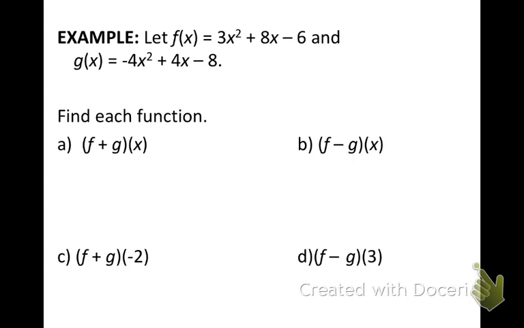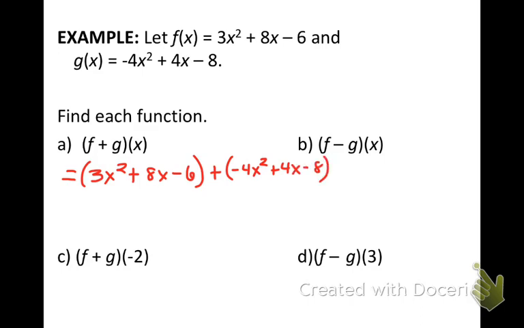All right, so the first one we're finding is f plus g of x, which means I'm going to take my f function and add to it my g function. Well, what is my f function? My f function is 3x squared plus 8x minus 6. And I'm going to add to it my g function, which is negative 4x squared plus 4x minus 8.